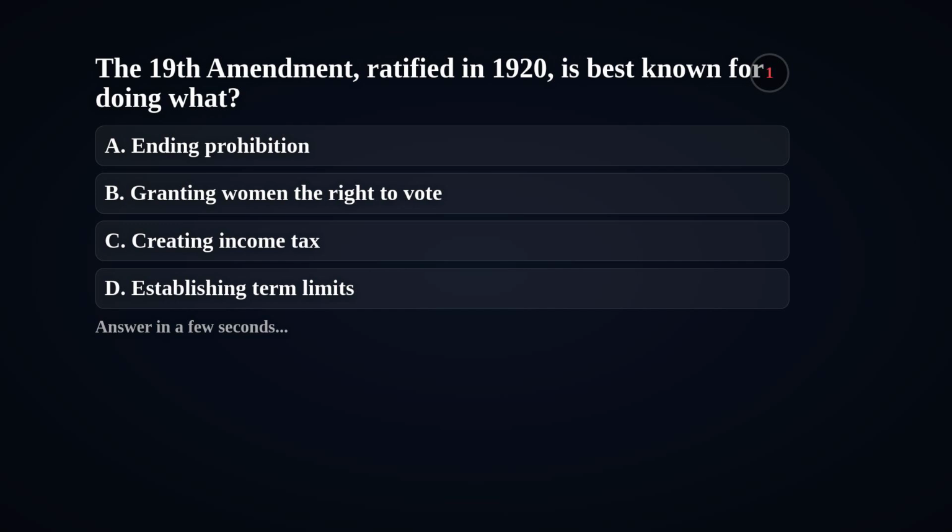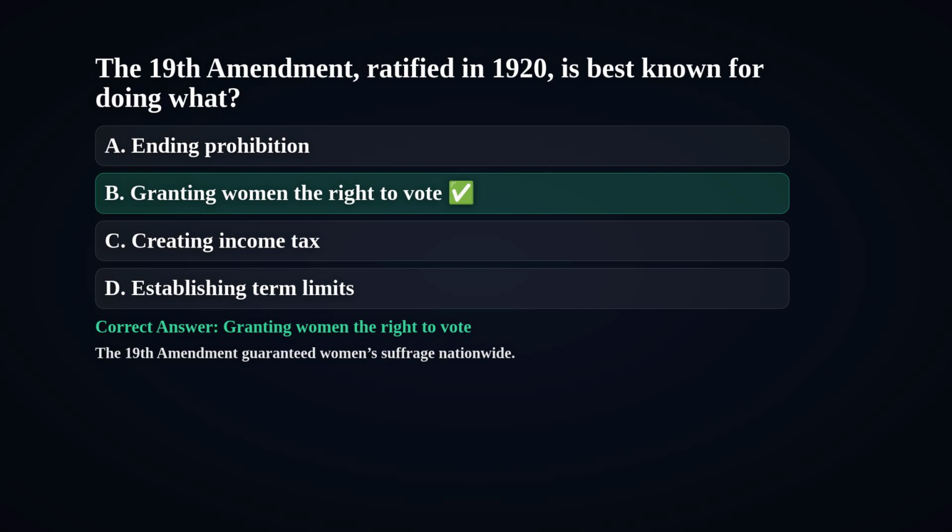The correct answer is B. Granting women the right to vote. The 19th Amendment prohibited denying the right to vote on the basis of sex, a major milestone for women's suffrage.